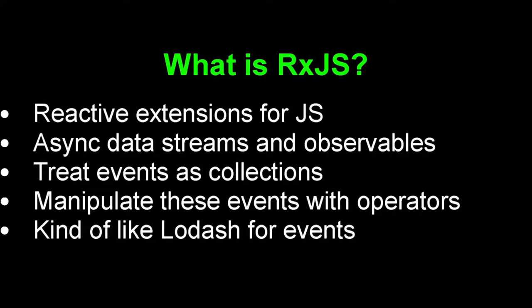So what is RxJS? RxJS stands for Reactive Extensions for JavaScript. It's part of the ReactiveX library for composing asynchronous streams. And it has implementations in many different programming languages, not just JavaScript. RxJS uses something called observables, which we'll get into shortly. But essentially what it does is it allows us to treat a stream of events as if it was a collection. It also provides us with a list of operators to manipulate these events. You can kind of think of these operators as Lodash for events.